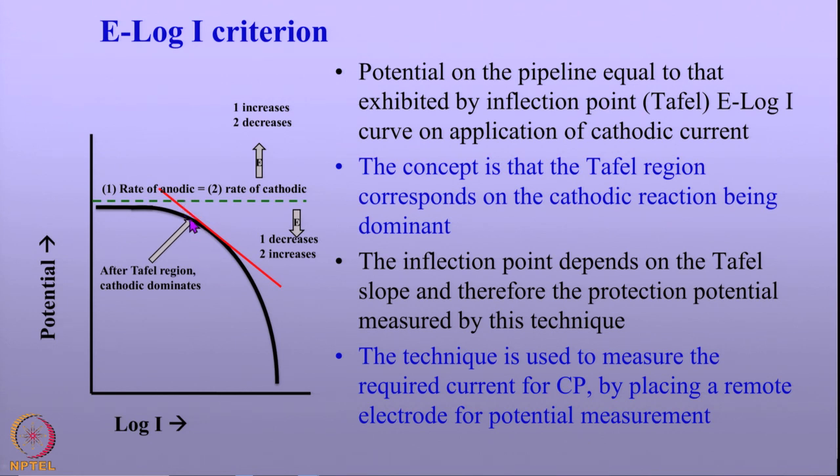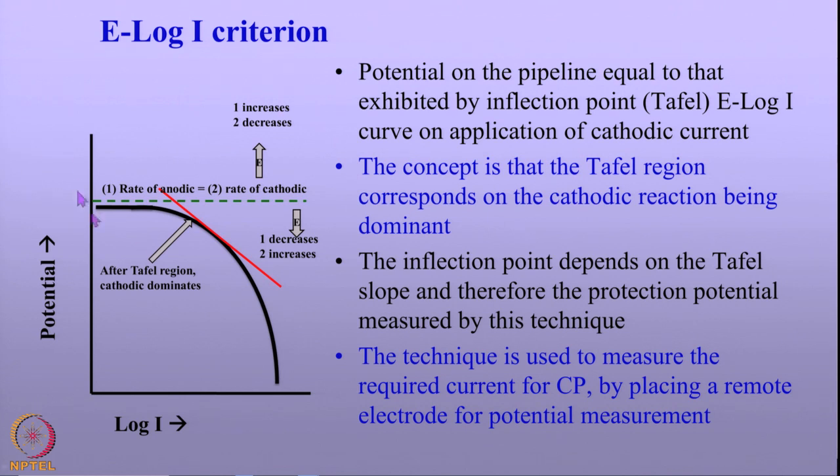Now, there is an inflection point, and this inflection point is the important point. What you see here is a tangent drawn across a narrow zone wherein the potential and the log current are linearly related, and this is called the Tafel region. Above this inflection point, the potential and the current follow the Tafel kinetics, and when it follows the Tafel kinetics, it means that one of the reactions is dominant. So, in this case, the cathodic reaction is dominant, the anodic reaction becomes very weak.